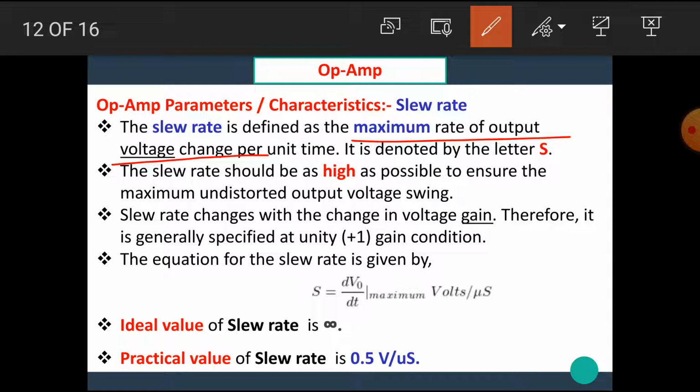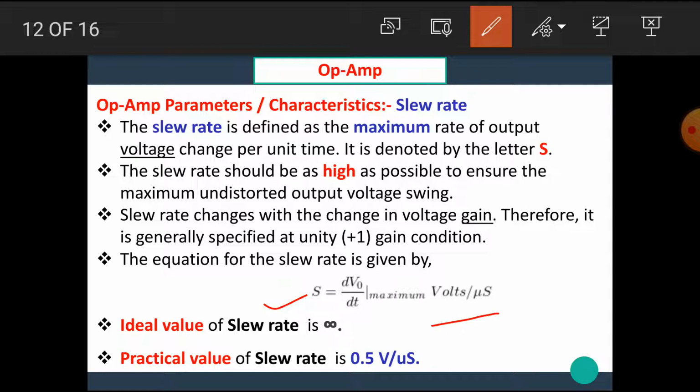The slew rate should be as high as possible to ensure the maximum undistorted output voltage swing. Slew rate changes with the change in the voltage gain. Therefore, it is generally specified at unity gain condition. The equation for the slew rate is given by S is equal to dV0 by dt, where it has the maximum value, and its unit is volts per microsecond.